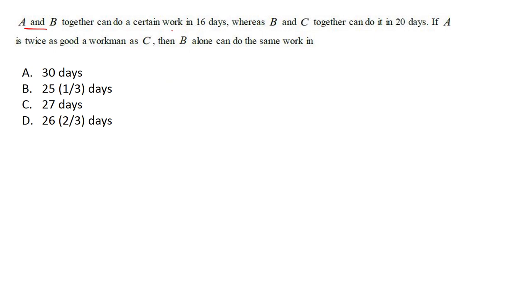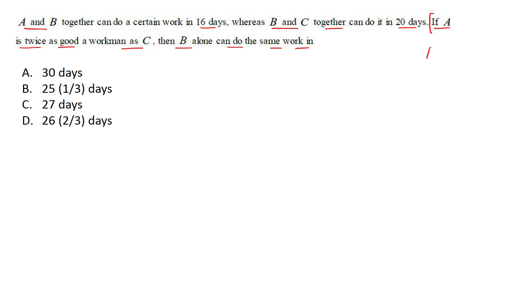A and B together can do a certain work in 16 days, whereas B and C together can do it in 20 days. If A is twice as good a workman as C, then B alone can do the same work in how many days? What is given is that A is twice as good a workman as C, that means A is double as efficient as C. That means A takes half the time of C.